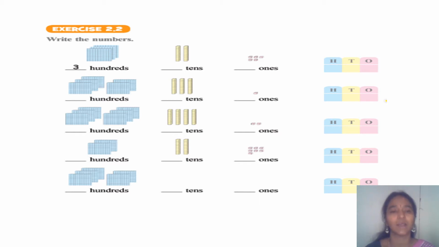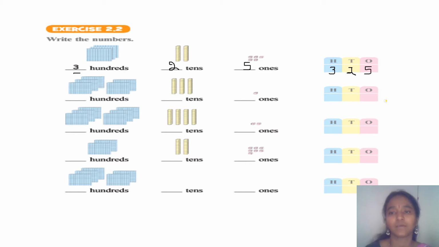Okay? Now, see here. How many 100 squares are there? 3. So, 3 is already written here. Next, how many 10 squares are there? 2, no? So, I am writing 2 over here. Next, how many ones are there? 5. So, I am writing 5. So, what is the number? 325. So, I am writing 3 under hundreds, 2 under tens and 5 under ones.